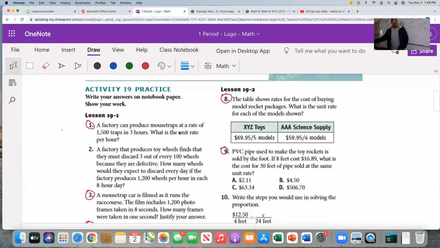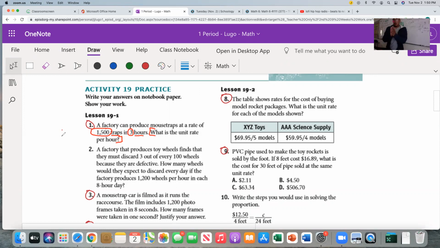But anyways, what are we doing today? Today's a pretty simple lesson if you've been attentive to the last couple of weeks. We're just simply answering these unit rate and rate problems. For example, number one, a factory can produce mouse traps at a rate of 1,500 traps in 3 hours. The question is, what is the unit rate per hour?